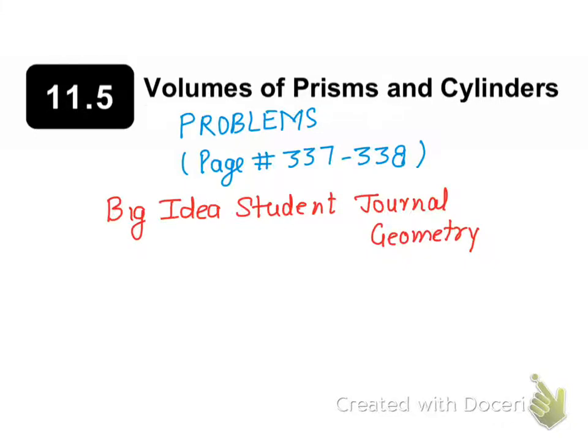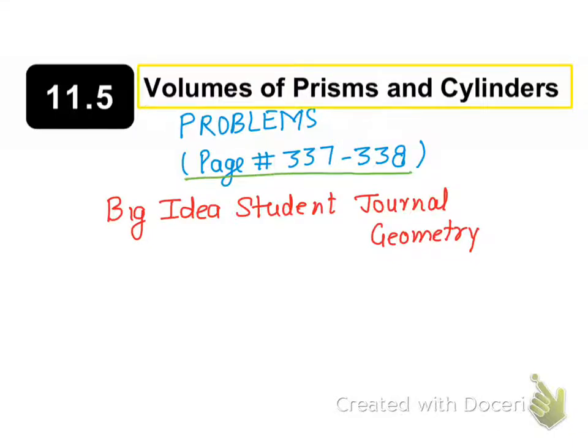Hello geometry students, today we are going to do section 11.5 extra practice problems from Big Ideas Student Journal, Geometry, and that is volumes of prisms and cylinders. It's on page number 337 to 338. So let's get started.